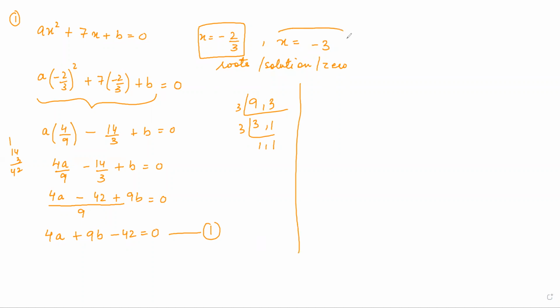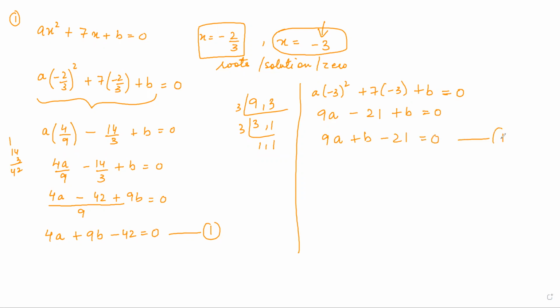Now x is equal to minus 3 is another root of this equation. So that means this value should also satisfy it. So if I put minus 3 in place of x, plus b, then also it will remain equal to 0. So that becomes 9a minus 21 plus b is equal to 0. That becomes 9a plus b minus 21 is equal to 0. So now you have to solve equation 1 and 2 to get the value of a and b. These are linear equations in 2 variables.